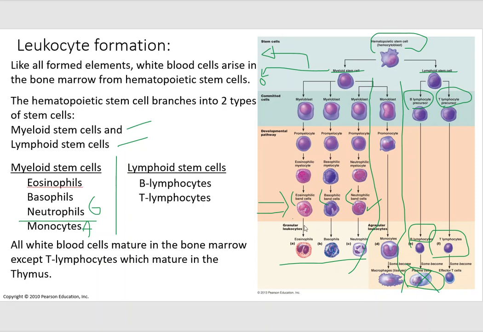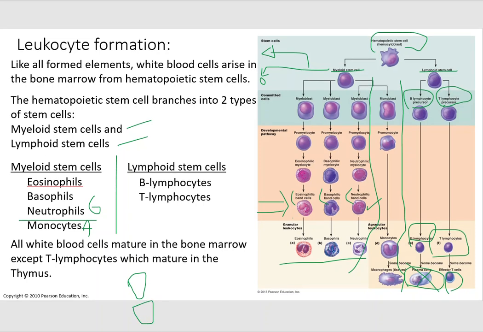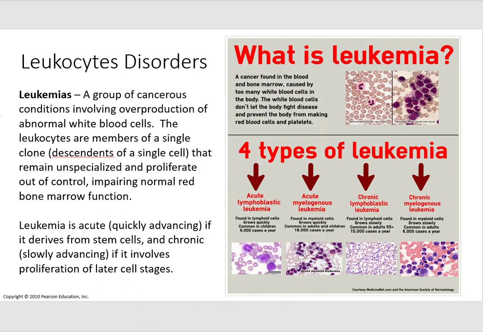Now, the only thing that doesn't mature is going to be these T lymphocytes. These guys are actually going to migrate to the thymus, and the thymus is an organ that's, I think we already did the endocrine. It's located just superior to the heart.